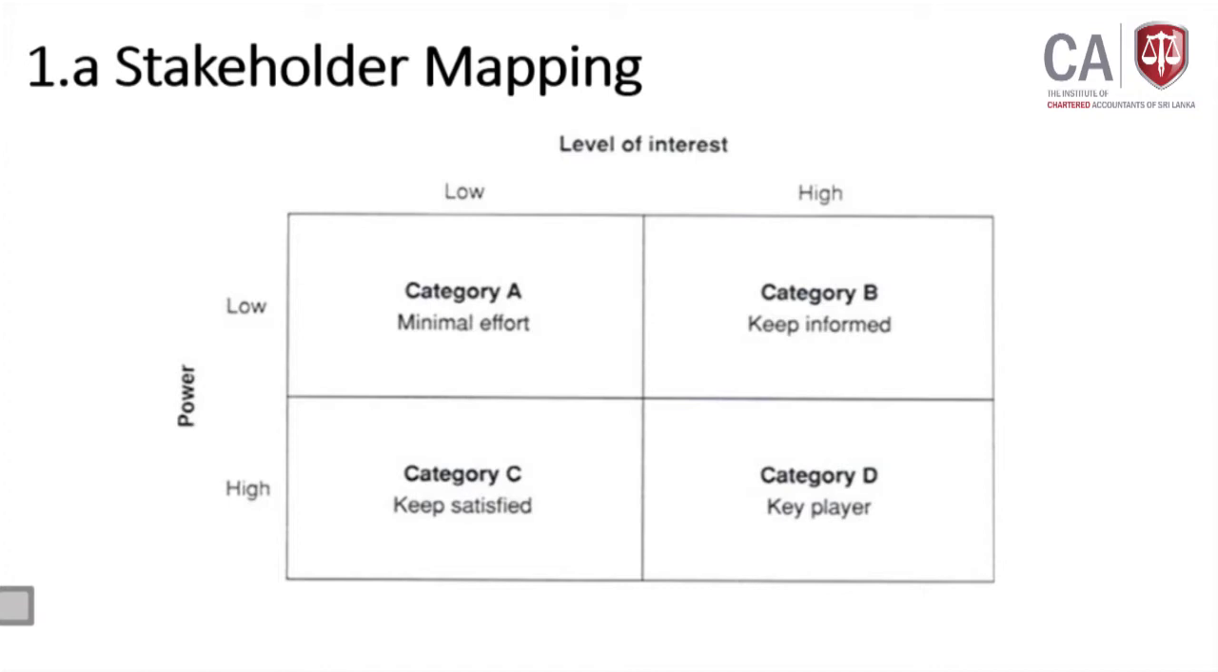So, when you try to combine them, we can identify four groups: level of interest low, power low; level of interest high, power low; level of interest low, power high; level of interest high, power high. So, four groups can be found. Each group we can categorize as category A, B, C and D.